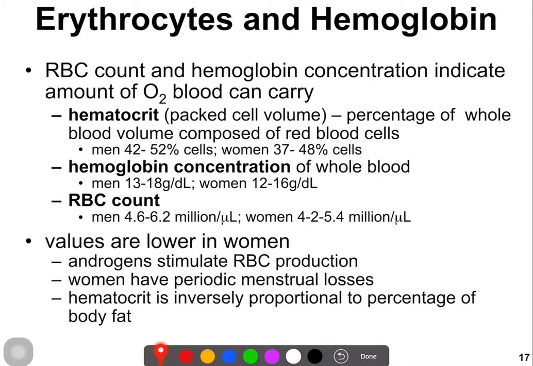Now, we already mentioned the term hematocrit. It's basically the packed cell volume. What are some standard numbers? For men, it's about 42 to 52%. For women, it's about 37 to 48. There's a lot of variability.